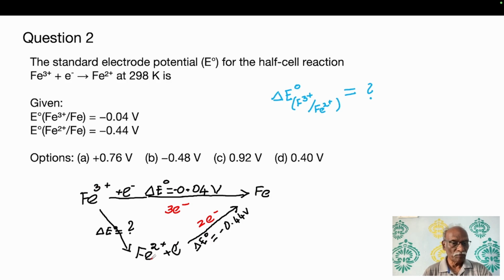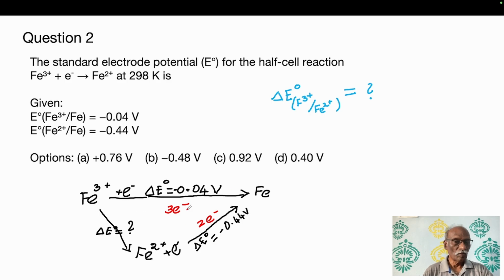Then another one is Fe2+ into Fe. The third one is Fe3+ into Fe2+. It is so simple to understand here: 3 to 0, 3 to 2, and then 2 to 0.